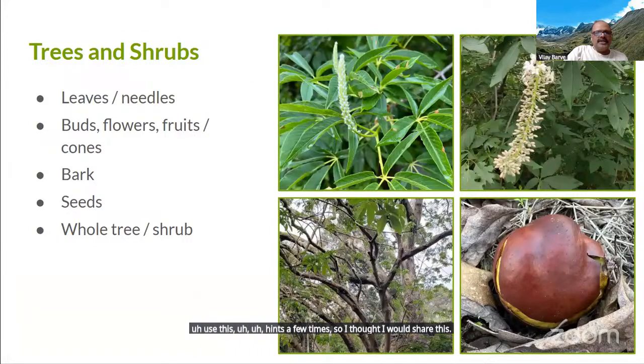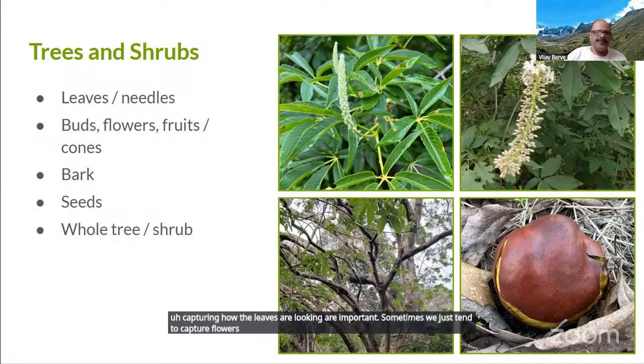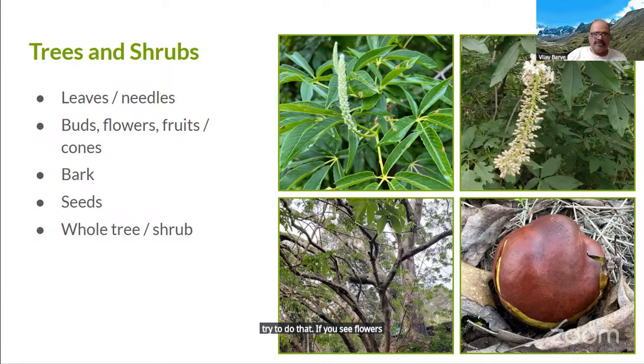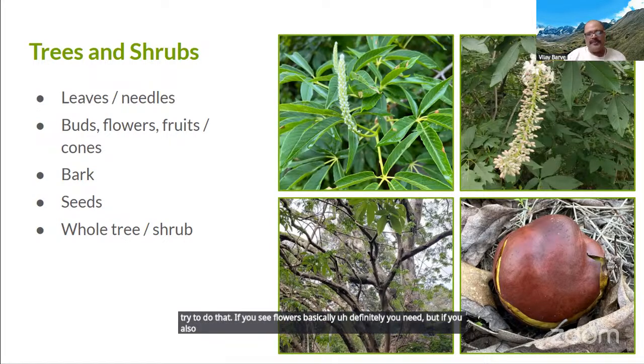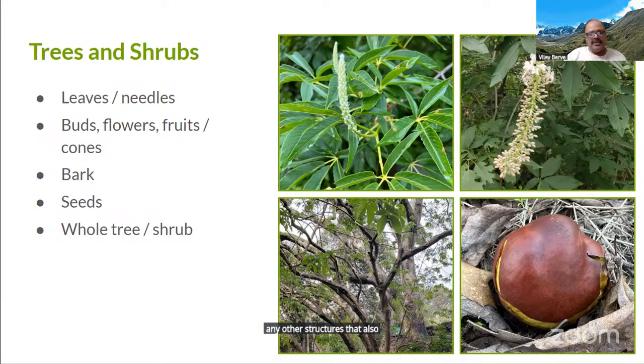For trees and shrubs, capturing how the leaves look is important. Sometimes we just tend to capture flowers and miss out on that, so try to do that. If you see flowers, definitely capture them, but if you also see buds or fruits or any other structures, we should try to capture that as well.